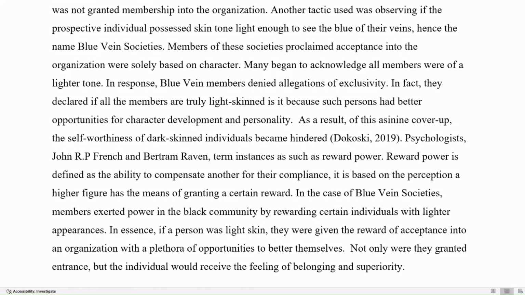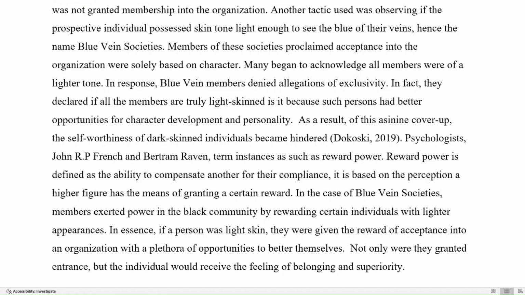Psychologists John R.P. French and Bertram Raven term instances such as this reward power. Reward power is defined as the ability to compensate another for their compliance. It is based on the perception a higher figure has the means of granting a certain reward. In the case of Blue Vein Society, members extended power in the Black community by rewarding certain individuals with lighter appearances. In essence, if a person was light skinned, they were given the reward of acceptance into the organization with a plethora of opportunities to better themselves.